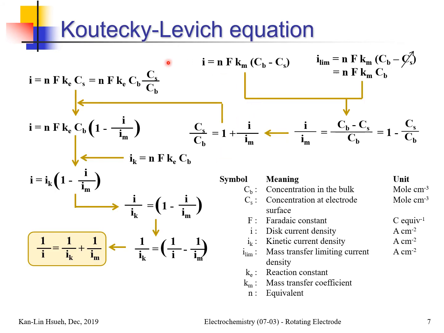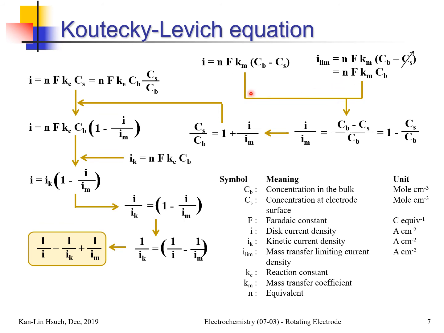Now we're going to talk about the KL equation. The KL equation is given by this: the current equals the kinetic current plus the mass transfer current, with a relationship in this way. The kinetic current is given by nFk_E C_B. The k_E is like a Tafel equation; the rate depends on the electric potential here. And the mass transfer limiting current is given from the previous mass transfer coefficient substituted in there.